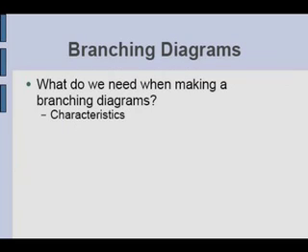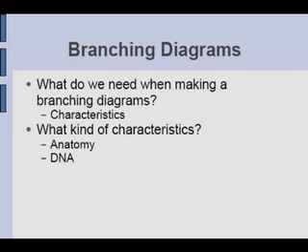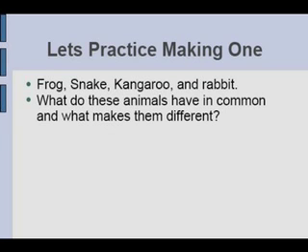So what do we need when making a branching diagram? Well, we need characteristics. And what kind of characteristics can we use? We can use any anatomical characteristics, or we can use DNA sequences. Now let's practice making a branching diagram. We're going to have 4 organisms: a frog, a snake, a kangaroo, and a rabbit.